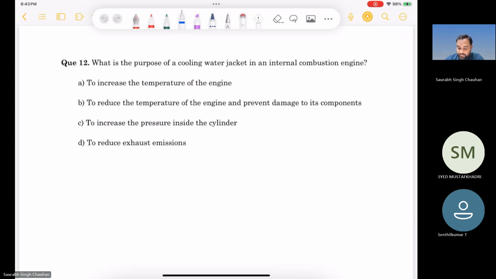Question number 12. What is the purpose of a cooling water jacket in an internal combustion engine? Again, this is quite an easy question. The purpose of a cooling water jacket is to provide a passage, a circulation around your cylinder, for the cooling purpose. So there are water jackets around the cylinders, in the case, and also in the engine head. Water flows through those water jackets for cooling, so these are basically passages for water or coolant flow.